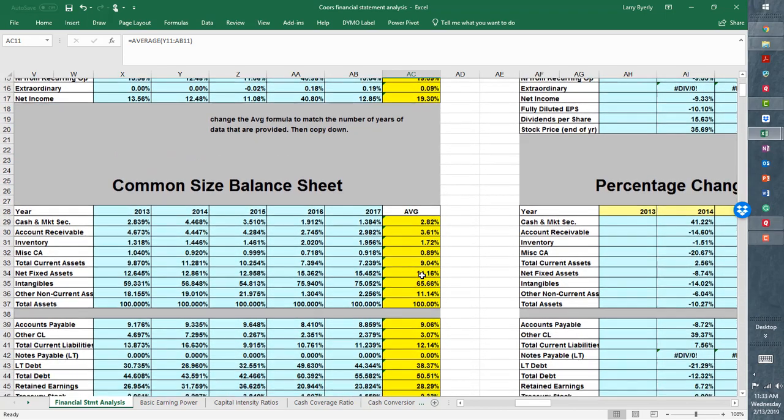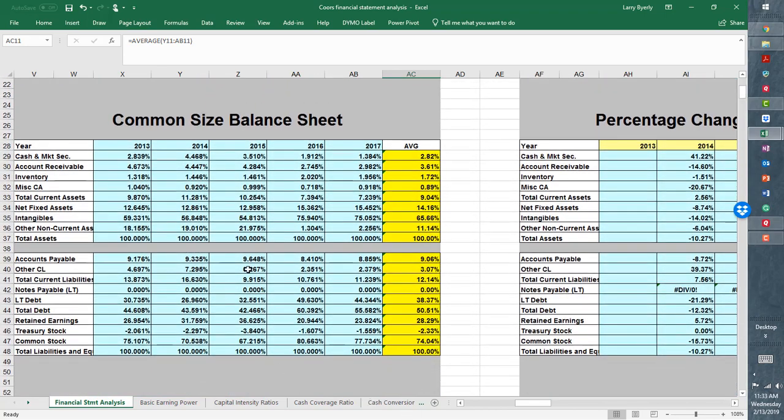With respect to the common size balance sheet, again looking at the concept of a vertical analysis, all the line items here are divided by either total assets or total liabilities and equity. So in this case, I'll just go over to the averages, about 2.8% of their assets are cash.